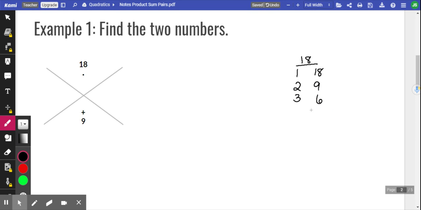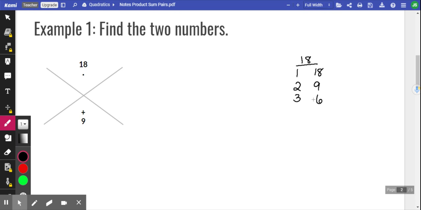So 3 times 6. Once I have these listed out, I don't need to relist them. I don't need to put 9 and 2 down there or 6 and 3. I already have those pairs, so the order of it doesn't matter. I like to keep the smaller numbers on one side and my larger numbers on the other side. It just helps me stay organized, but you could list them either way, as long as they multiply to give you 18.